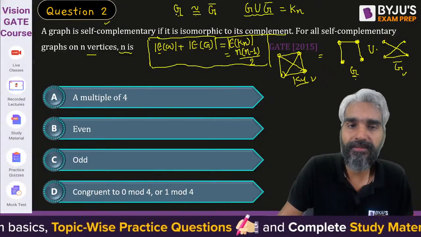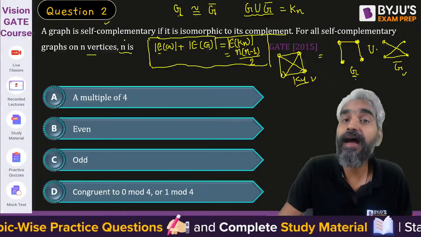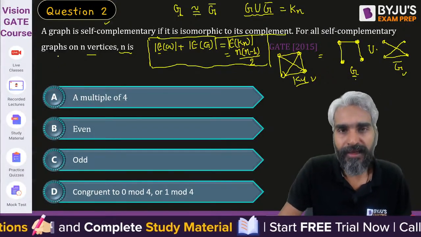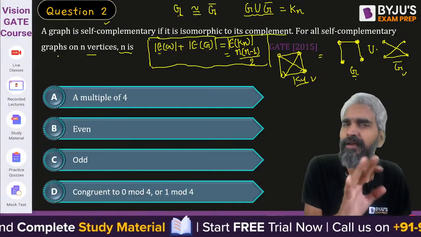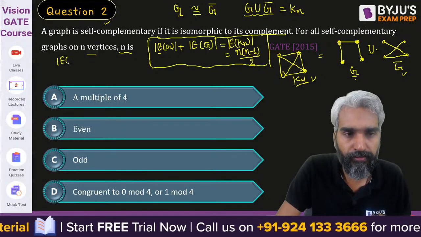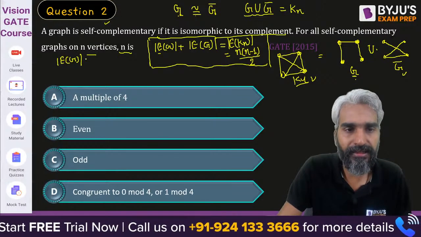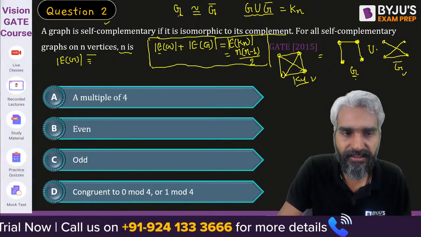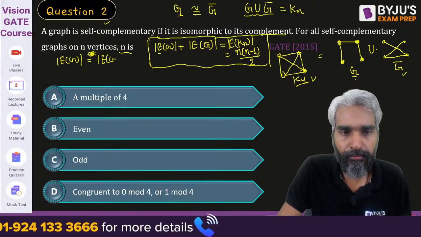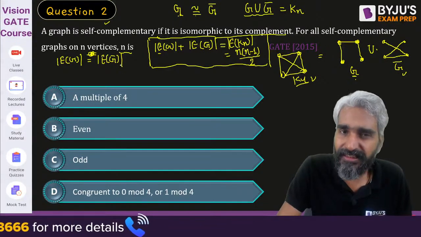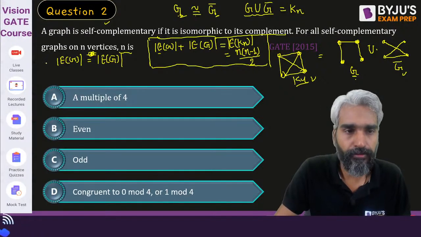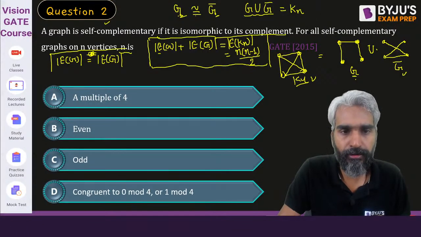Now please try to understand, because G and G bar are isomorphic. Two graphs are isomorphic if and only if they have the same properties. So another thing we know from isomorphism is that the number of edges in G will be equal to the number of edges in G bar, because the number of vertices, number of edges, and adjacency should all be the same for two graphs to be isomorphic.